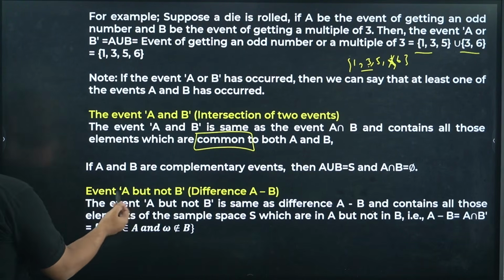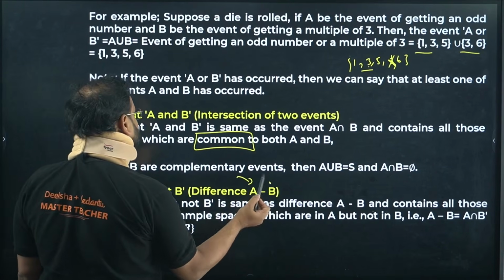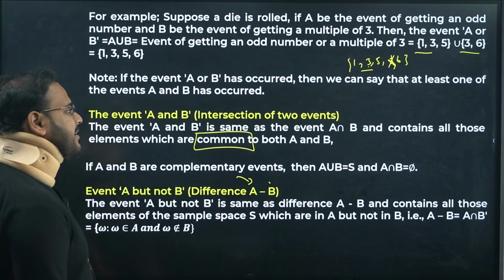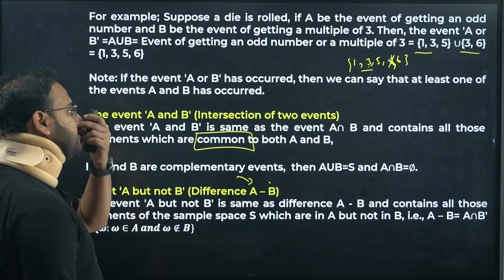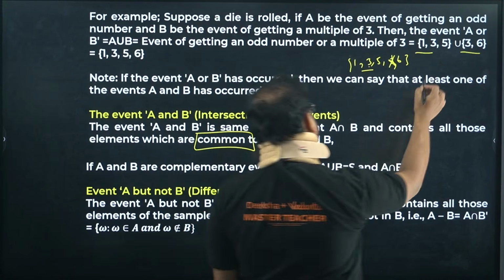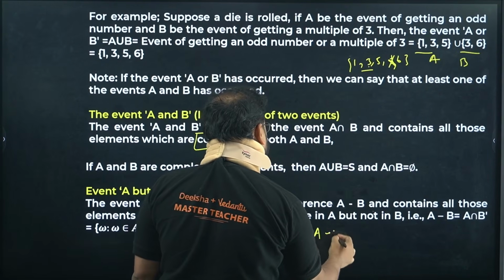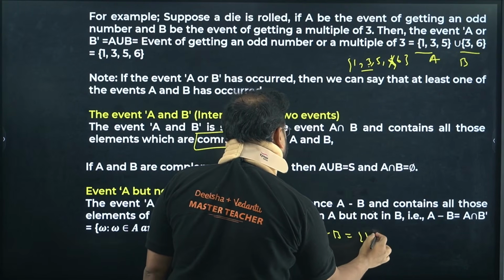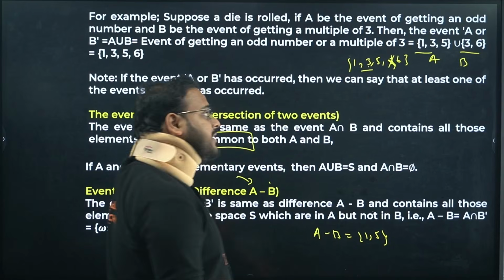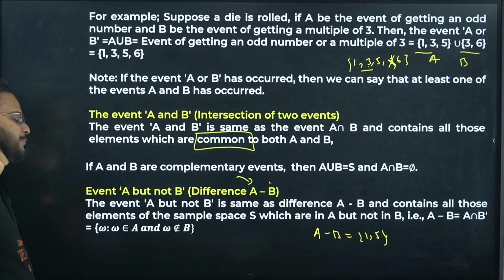Event A. What is the meaning of difference? So whatever is present in A but not in B. For example, if I write 1, 3, 5 and 3, 6, what is present in A and not in B? So 1 and 5. The answer will become 1 and 5. If I call these my sets A and B and take them here, the answer becomes 1 and 5. So what is present in A but not in B, that is called difference.